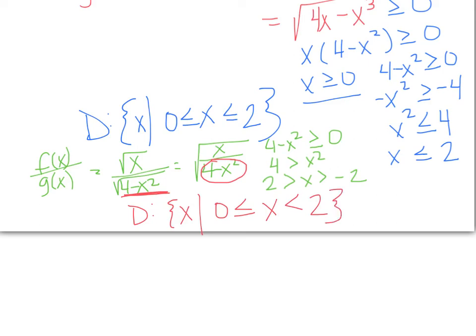So we took into account two things here. One, this denominator is under a square root, has to be greater than or equal to 0. You can't take the square root of a negative. And the other problem, x has to be greater than or equal to 0 right here by itself. So putting those two conditions together, x has to be between 0 and 2.